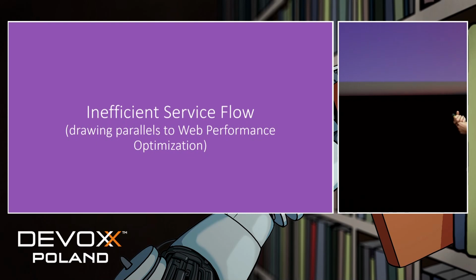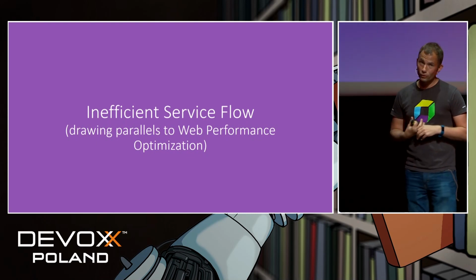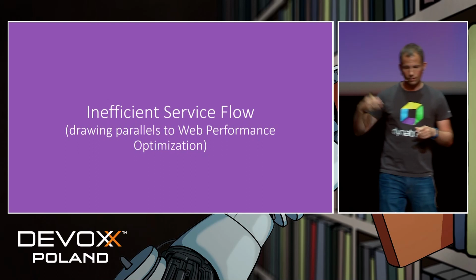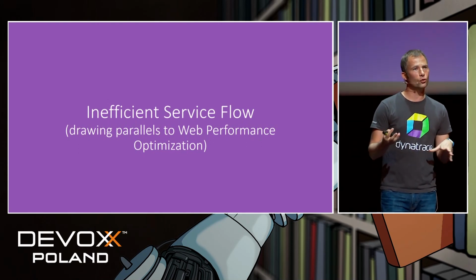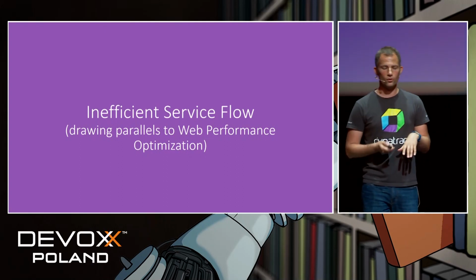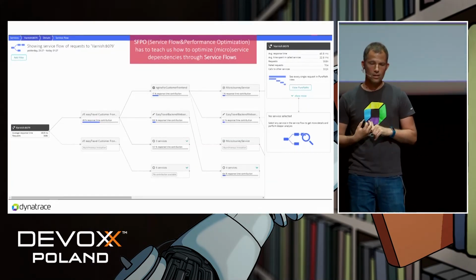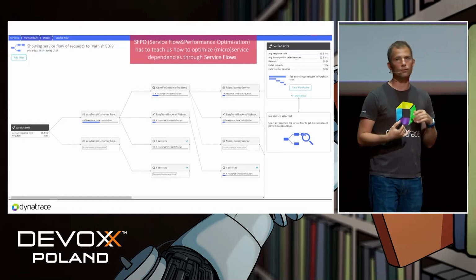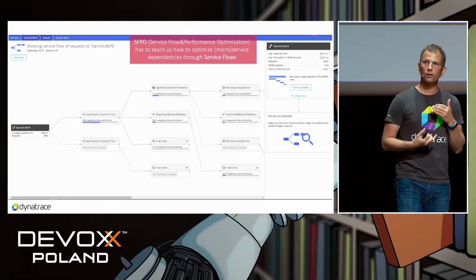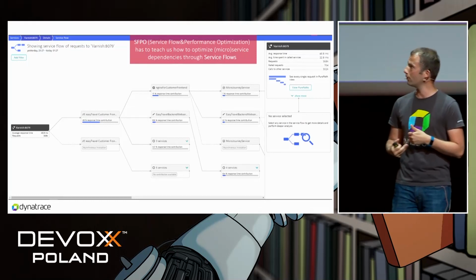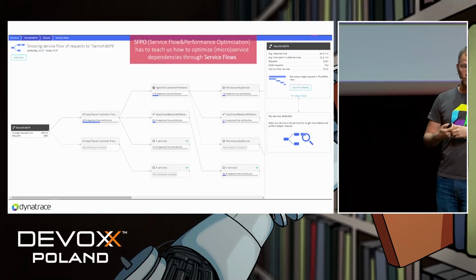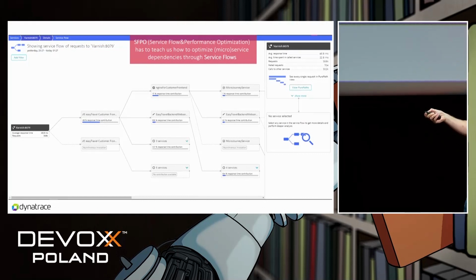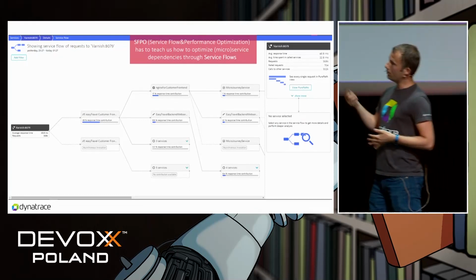All right. Inefficient service flow. I've been doing a lot of work recently, a couple of years ago, around web performance optimization. And when I now look at server-side architectures, distributed architectures, I see some familiar things: either too many things being loaded, nothing is cached, too many round trips, not bringing data close to the end user. So what you see here is, again, what we call a transaction flow or a service flow with all the dependencies. We've seen pictures from that before.